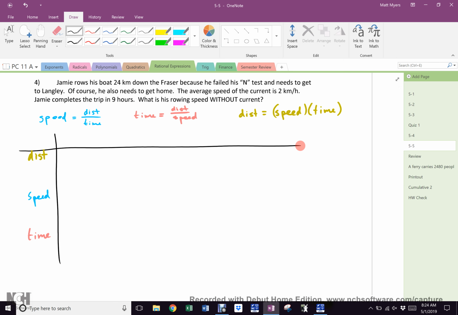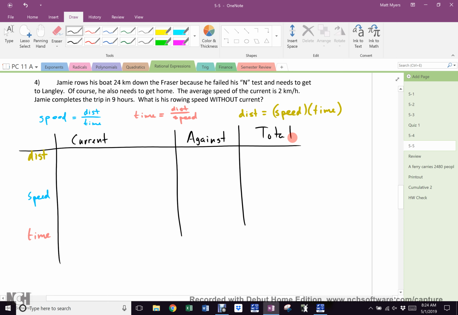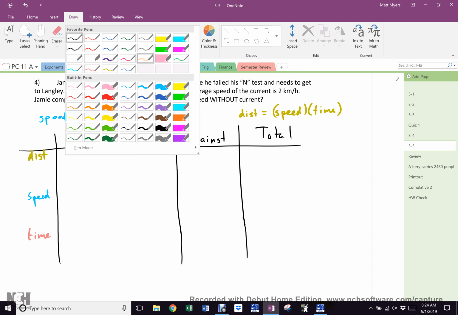There's current, right? So there's 2 different parts to this question, isn't there? There's when the current is helping me and when the current is harming me, right? So there's with the current, and then there's against the current. And then there's our total. Agreed? Can we fill in some of these blanks? Sure we can. What is his distance?